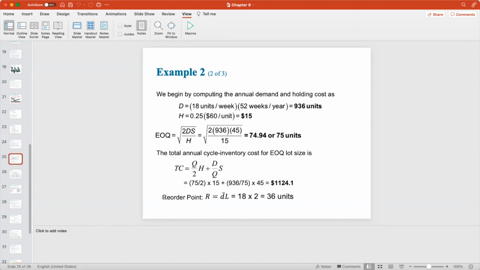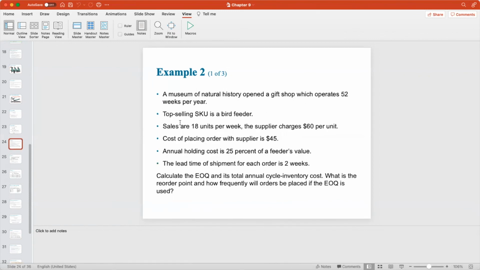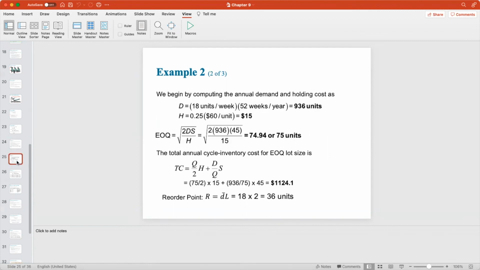Now, besides that, the reorder point calculation is also very standard. The reorder point R level equals D bar times L. From the information context, we already know that the average sales will be 18 units per week, and that the lead time of this whole shipment is 2 weeks. So the D bar is 18 units per week, and lead time is 2 weeks. The corresponding reorder point is 36 units.